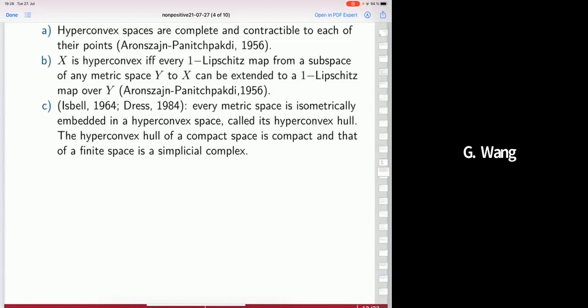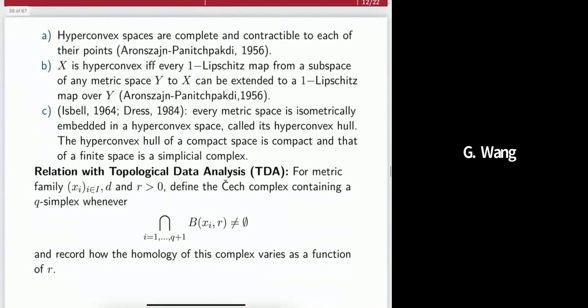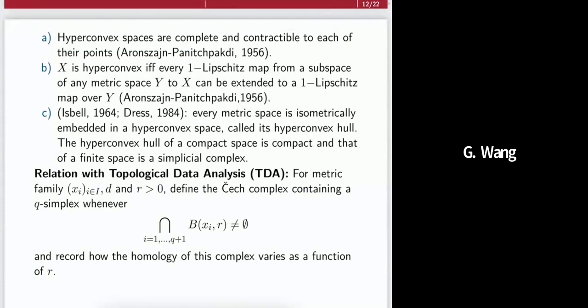And so there's, in fact, an important relation with topological data analysis. In topological data analysis, you have a cloud of points with mutual distances. And so you look at balls of some fixed radius R. And whenever you have an intersection of Q plus one balls, then you declare that you have a Q simplex, that is a simplex spanned by Q plus one points.